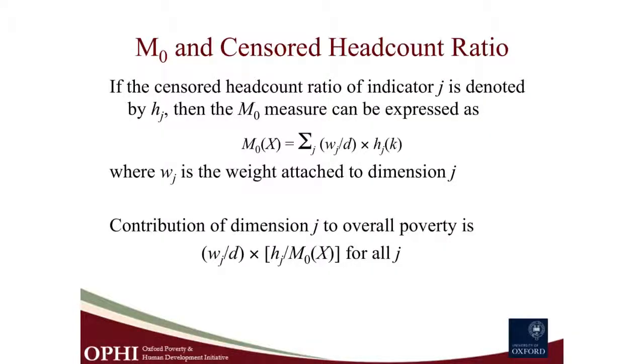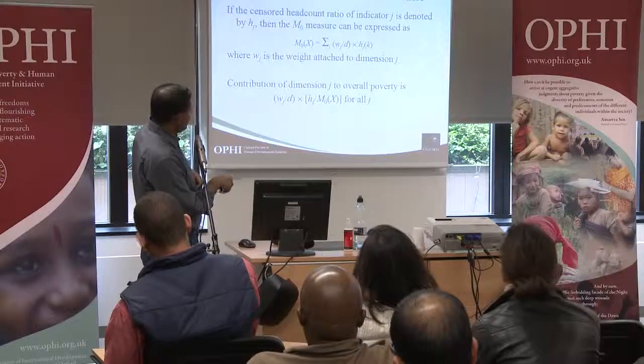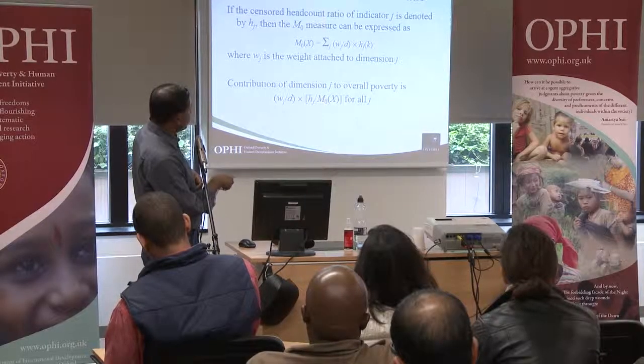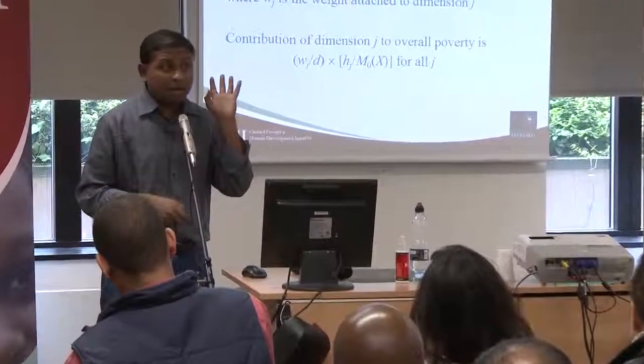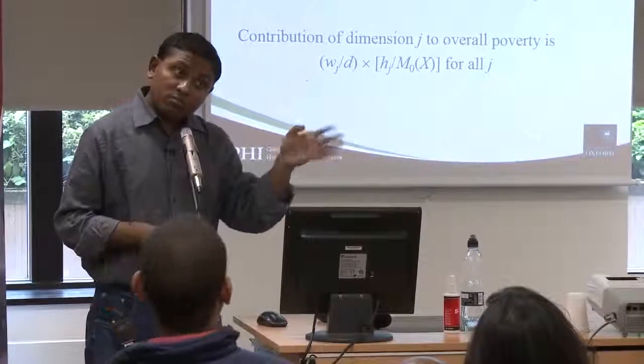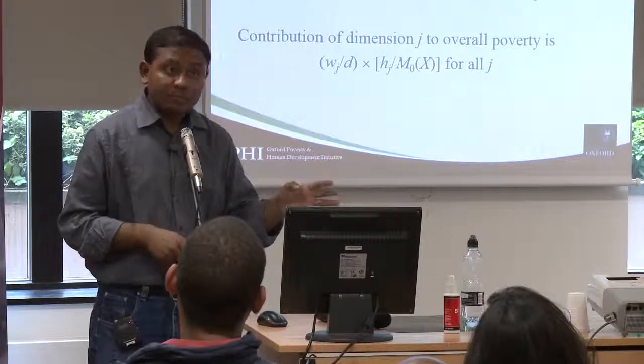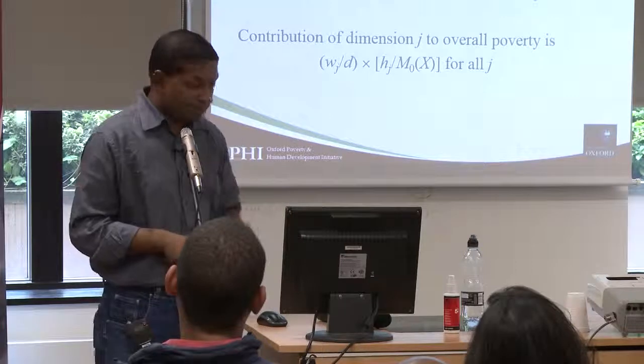And the contribution can be computed, again there should be a k here. The contribution is the normalized weight times the censored head count ratio divided by the overall M0. This is the contribution of this particular dimension. So the contribution is not only affected by the censored head count ratio, but also by the weight attached to it, because the weight plays a role here.